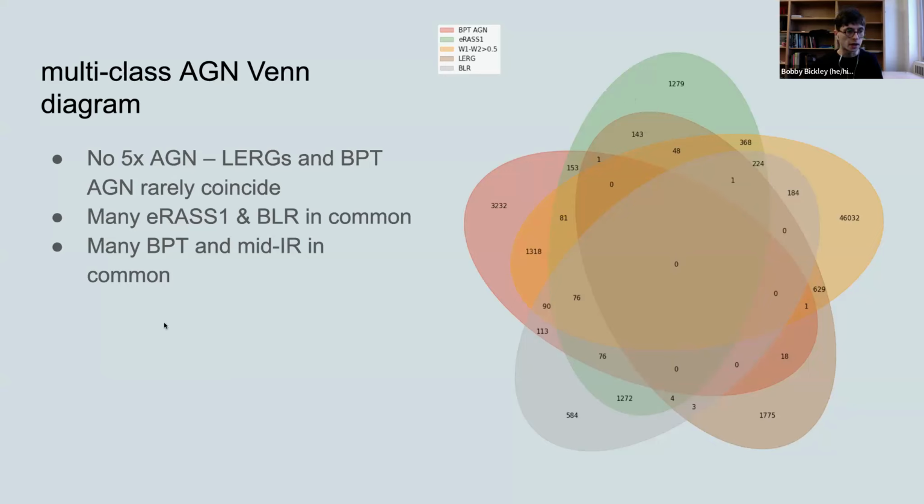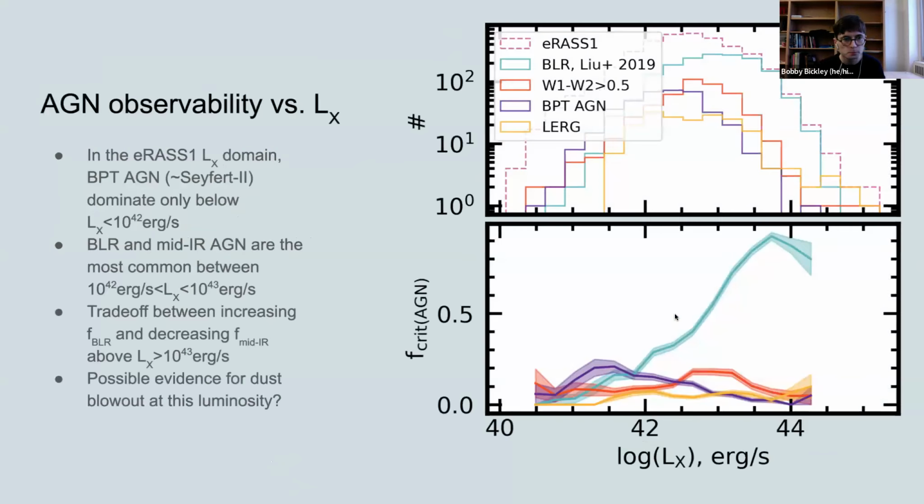And there are also a lot of BPT AGN and mid-infrared AGN in common. So there's significant overlap between these classes. They're all kind of probing different things about the AGN in these galaxies, but these can only ever be complementary to one another. There isn't really a single selection that's going to get everything for you. Okay, so now getting into some science results, and thank you for bearing with me all that time.